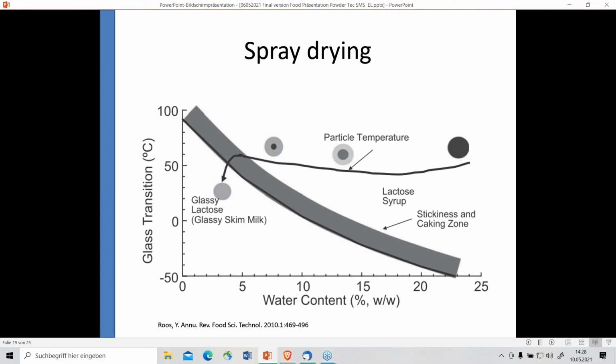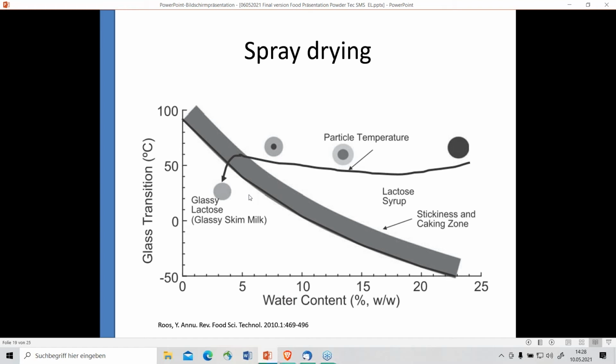And one big issue in the food industry is also spray drying. If we are looking forward, what happens in this short contact time of the fluid with the small particles? You will dry it and you have to pass the sticky zone, and then you have to be in the glassy state. Otherwise, you will get a caking scenario.